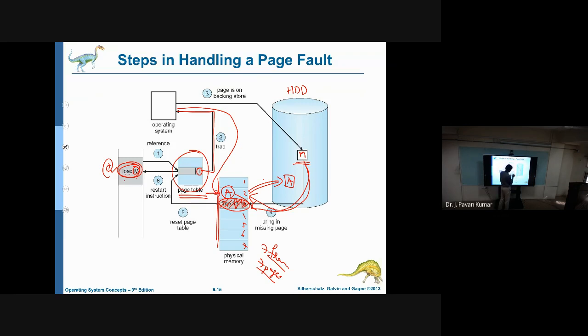Whatever page we have in that frame, we can swap it out, and M can be swapped in and placed there. How can we select that? For selecting that, we have several strategies. Here, if you observe, A is one page, M is another page. This particular page A we are replacing with another page called M. This is called page replacement.